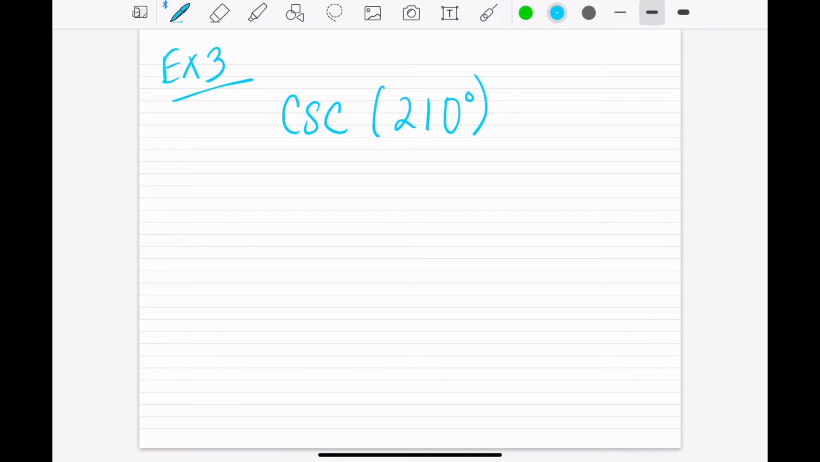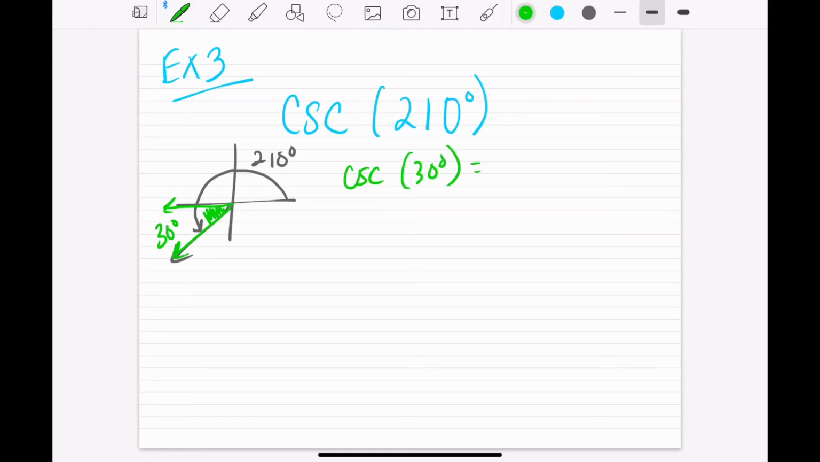For example 3, the very first step is to find our reference angle. So 90, 180, somewhere right here. So the reference angle is the angle from the terminal side to the closest x-axis. So this angle right here. So 210 minus 180 is 30 degrees. So we're going to use 30 degrees as our reference angle.